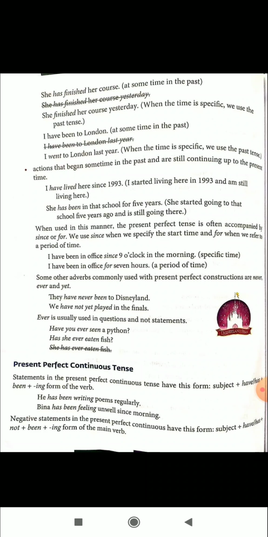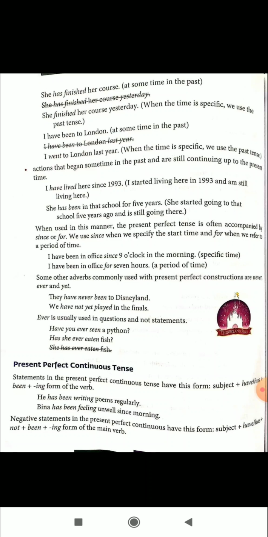Now let us look at the present perfect continuous tense. Statements in the present perfect continuous tense have this form: subject plus have or has plus been plus the ing form of the verb. Has or have plus been, B-E-E-N, plus the ing form of the verb is the verb form of present perfect continuous tense. He has been writing poems regularly. Has been writing is the present perfect continuous tense. Has plus been plus the ing form of writing. Beena has been feeling unwell since morning.